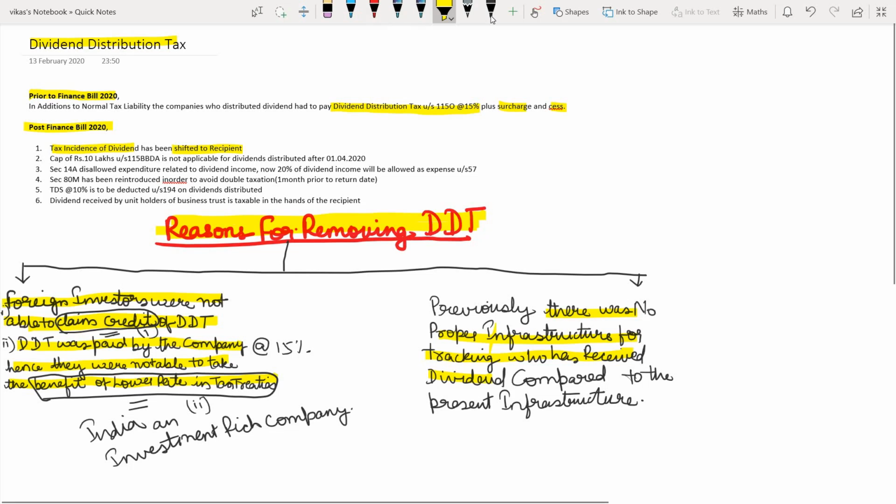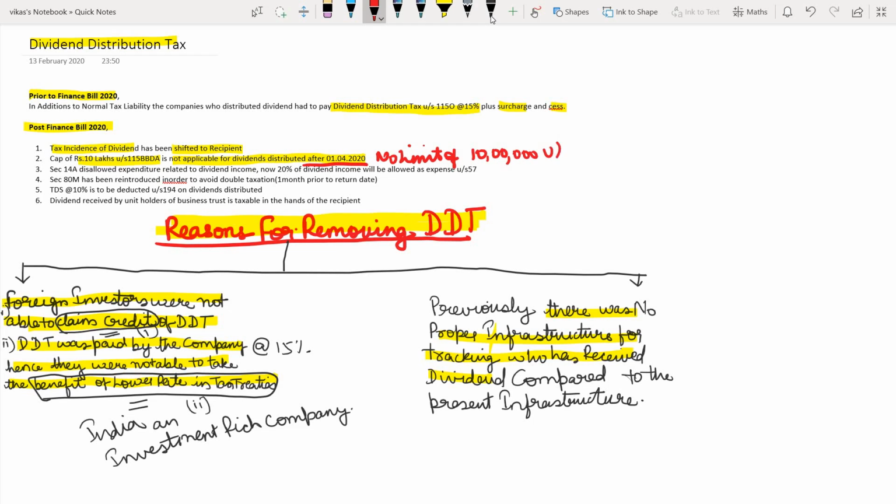And there was a cap of 10 lakhs which was provided under section 115BBDA. Now that is applicable only up till 31st March 2020. Whatever dividends are issued after 1/4/2020, no limit of 10 lakhs is applicable. No limit of 10 lakh under section 115BBDA for dividends after 1/4/2020.